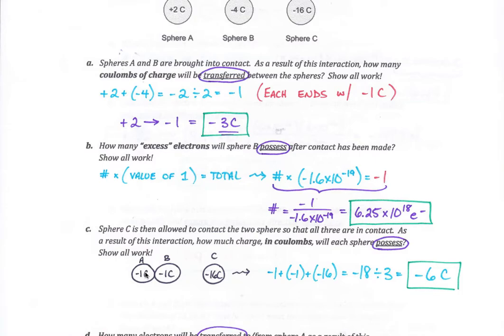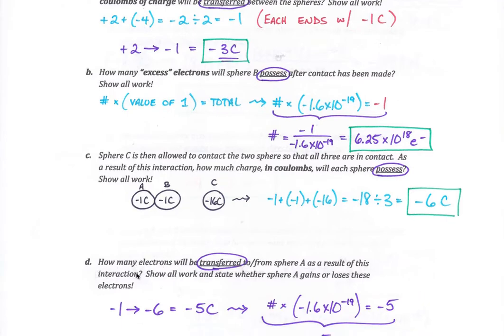So I have a negative 1 plus a negative 1 plus a negative 16. When these three are allowed to touch, that's a total of negative 18 coulombs, divided evenly among the three objects, gives each a charge of negative 6 coulombs. Now, this isn't asking me how much was transferred, this is asking me what it possesses, so that's why I'm simply figuring out how much each will possess after contact.